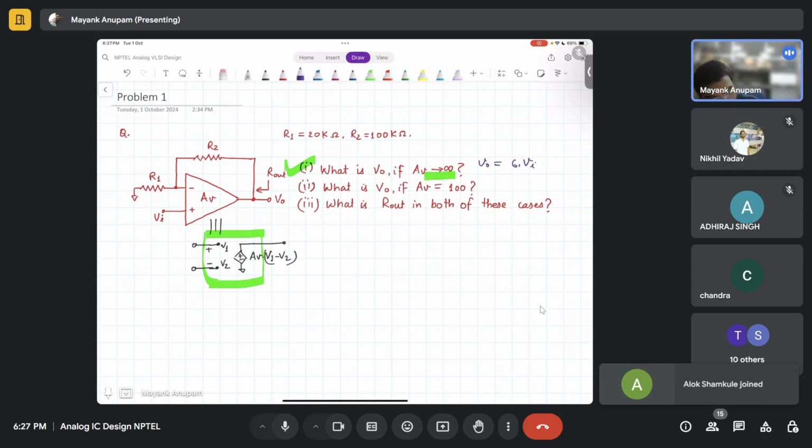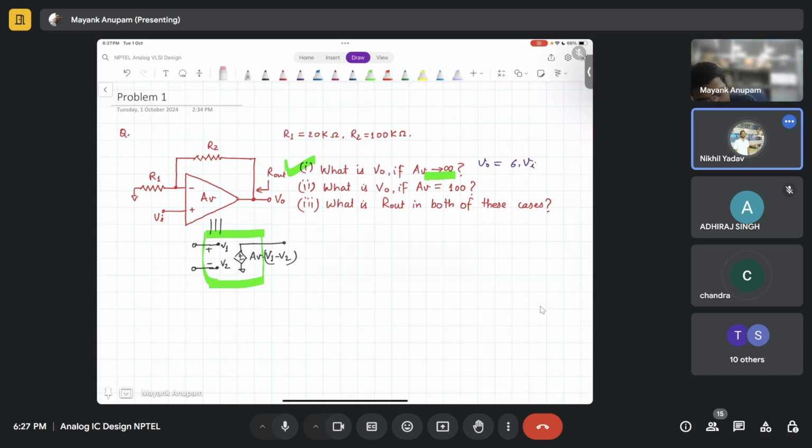So those who didn't understand, tell me, what will this node be equal to? This will be Vi, right? Virtual short, isn't it? This is infinite gain here, right?